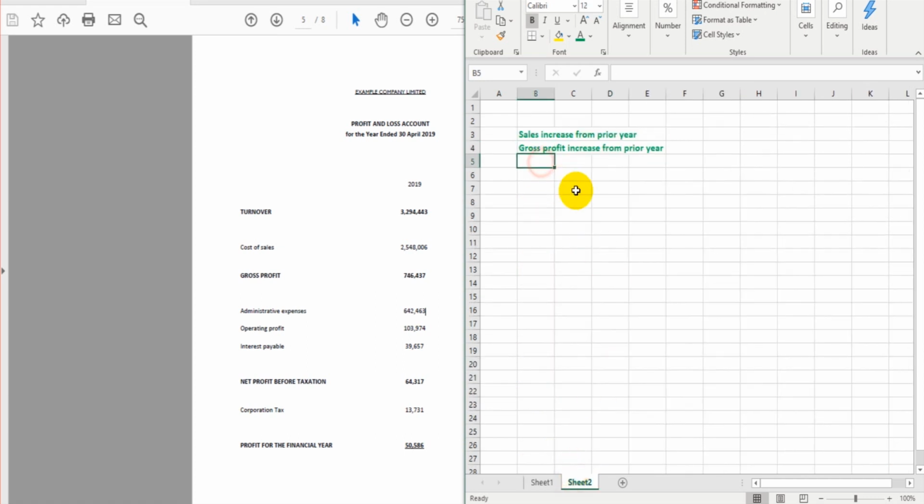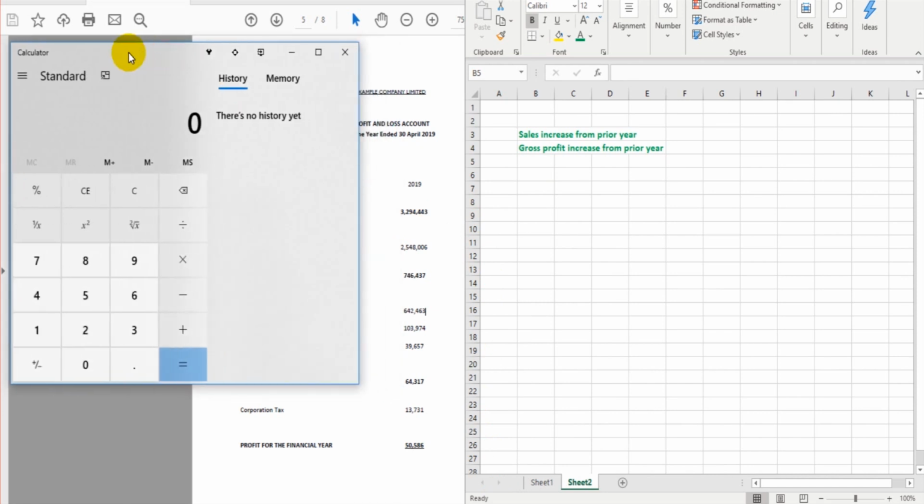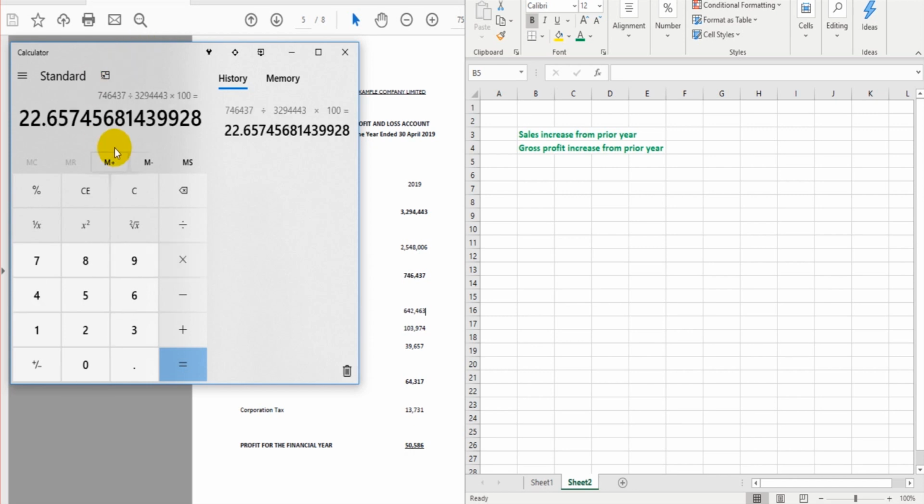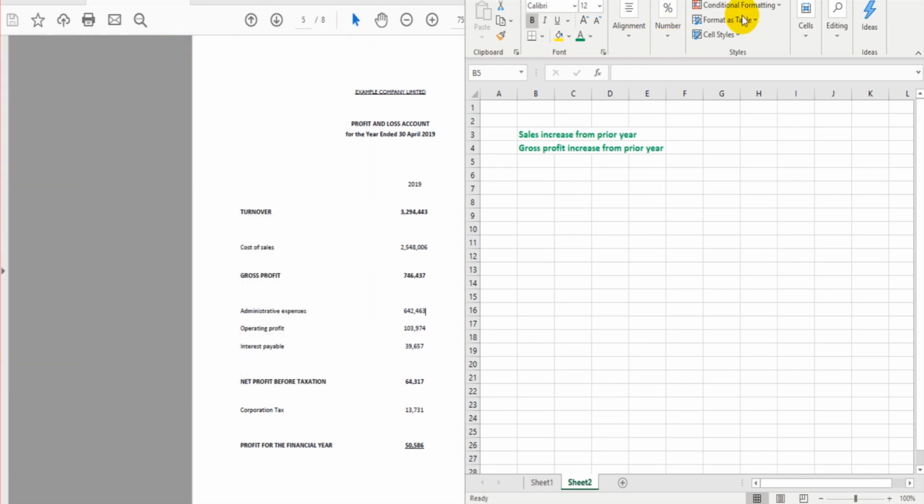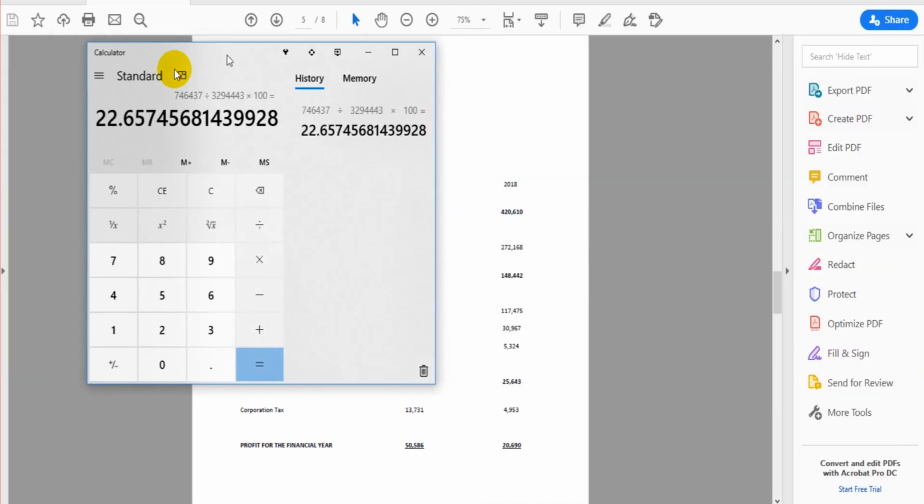So let's look at 2019. Let's bring this up. So we have 746,437 divided by 3,294,443 times by 100. So the gross profit percentage, or the gross margin for 2019, is 22.66%.